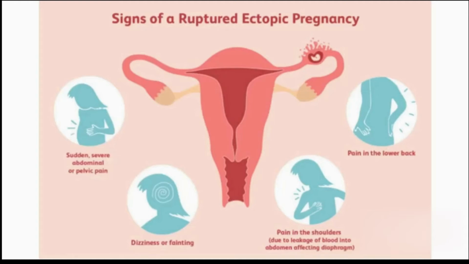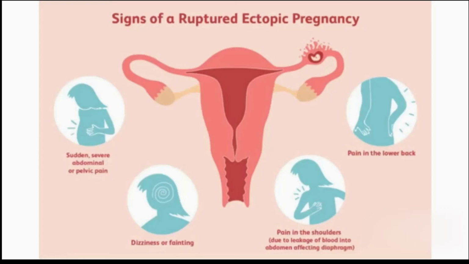Then, which is the most important risk factor for heterotopic pregnancy? I've already mentioned it is IVF. In IVF, whenever two or more embryos are implanted into the uterine cavity, one can migrate easily into the fallopian tube. And that is the reason that heterotopic pregnancy and ectopic pregnancy risk is also increasing.